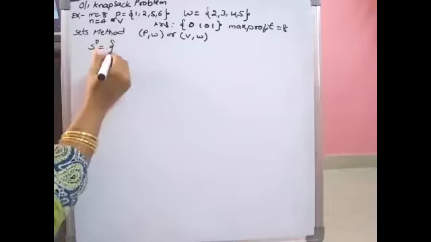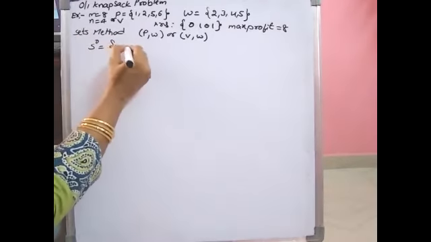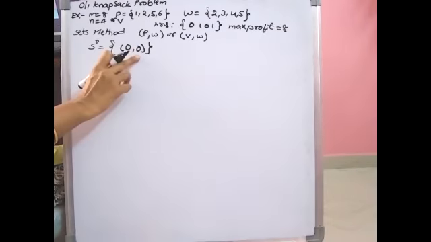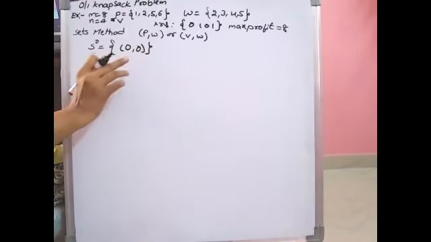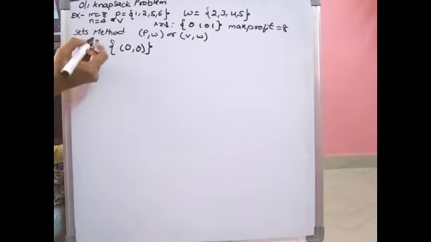The first set starts without inclusion of any object, that is 0 objects. So the first pair, profit and weight, are both 0. Without inclusion, my knapsack will contain 0 weight, and the profit without inclusion of any object is 0. So the first set starts without inclusion of any object. That's why I am representing it as S naught.